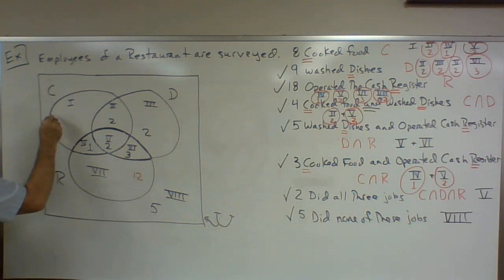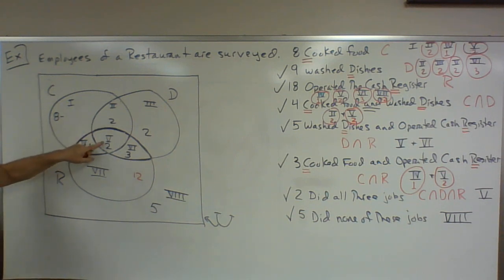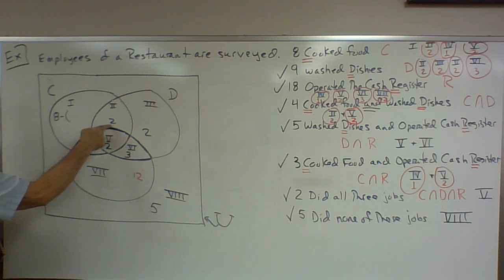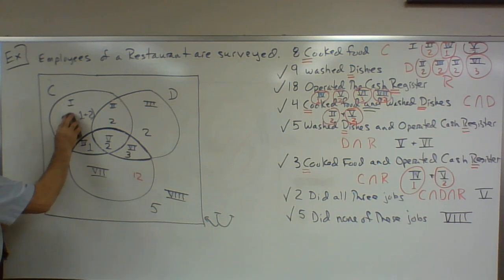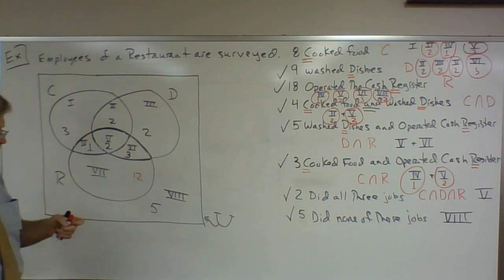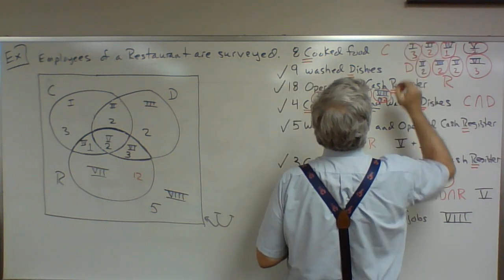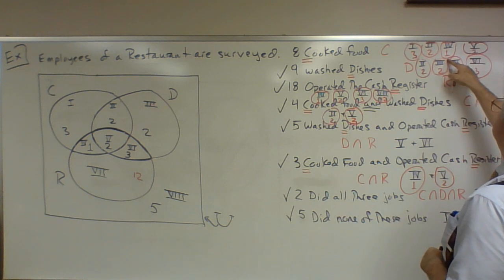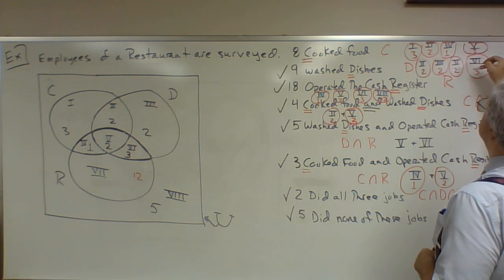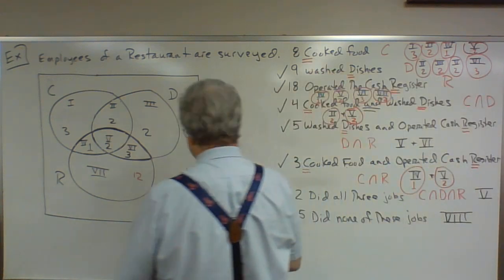So the number of people in region 1 is going to be the number of people in all 4 regions minus the number of people in region 2, region 4, and region 5. So that's 8 minus 5 is 3. 3 people are going to be in region 1. Let's check it out and make sure it works now. Three plus two is 5, plus 1 is 6, plus 2 is 8. Okay, it works.